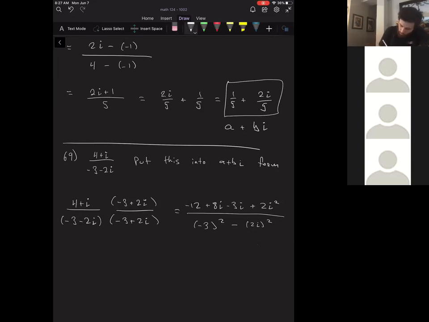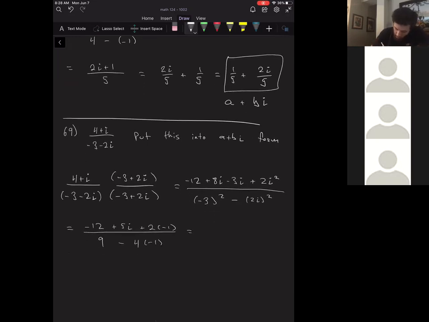All right, so let's keep going. We simplify the top a little bit. So there's a minus 12, we can't combine that with anything just yet. Then we have an 8i minus a 3i, so that's a 5i. And then a 2i squared, so that's going to be 2 times minus 1. On the bottom, we have minus 3 squared, so 9, and minus 2i squared. So 2 squared is 4, and then i squared is minus 1. So we have that.